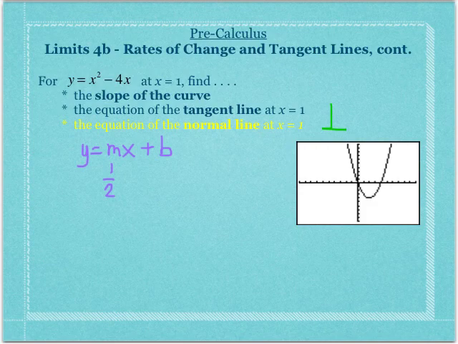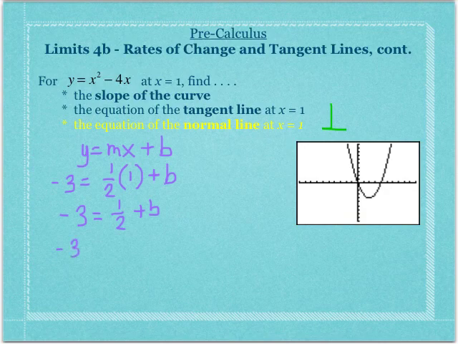Again, I'm going to put in the coordinates of the particular point here, which was 1, negative 3, I think, right? And again, I'm going to try to solve this for b. So in this case, I get negative 3 equals 1/2 plus b. I'm going to subtract 1/2 from each side. So b is going to be negative 3 1/2, or negative 7/2.